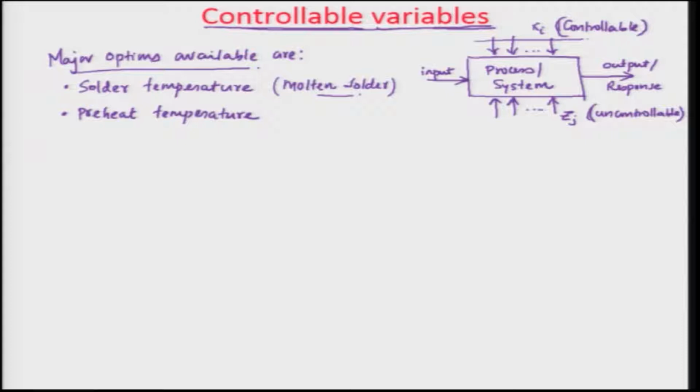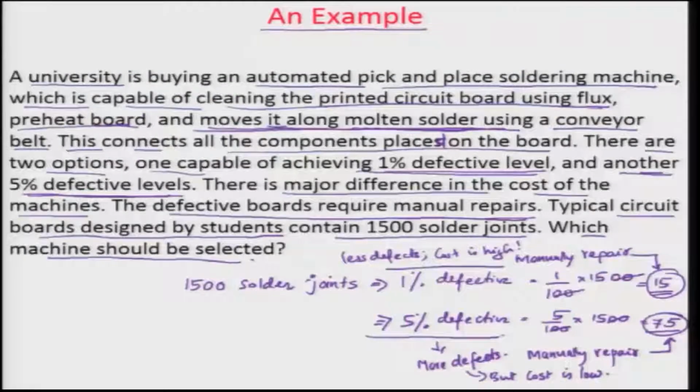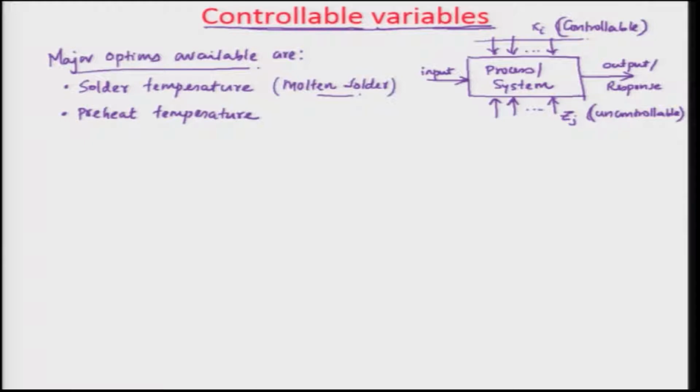When we talk about preheat temperature, we are talking about the machine being capable of cleaning the printed circuit board using flux, then preheating the board. So what is that preheat temperature? That is something we are interested in. It could be one of the options. Another option is the conveyor speed.